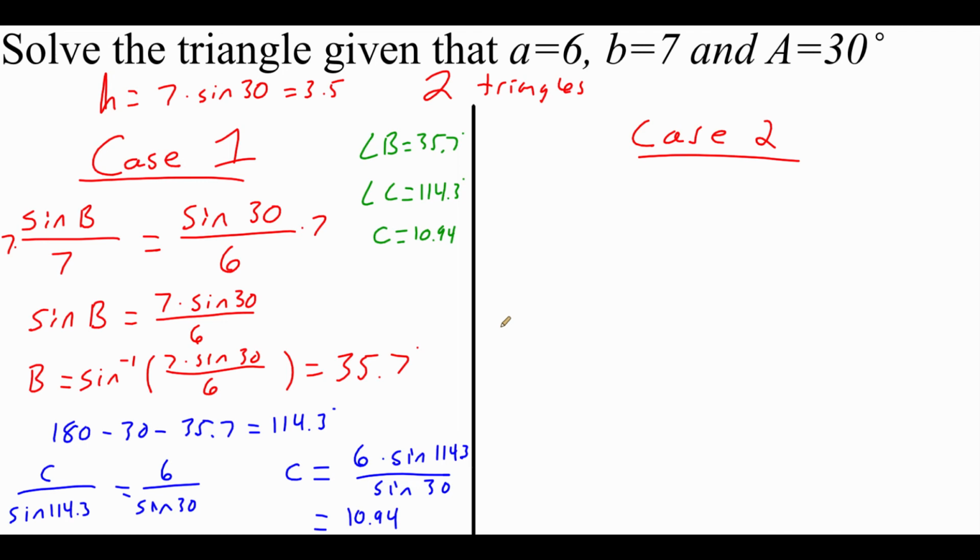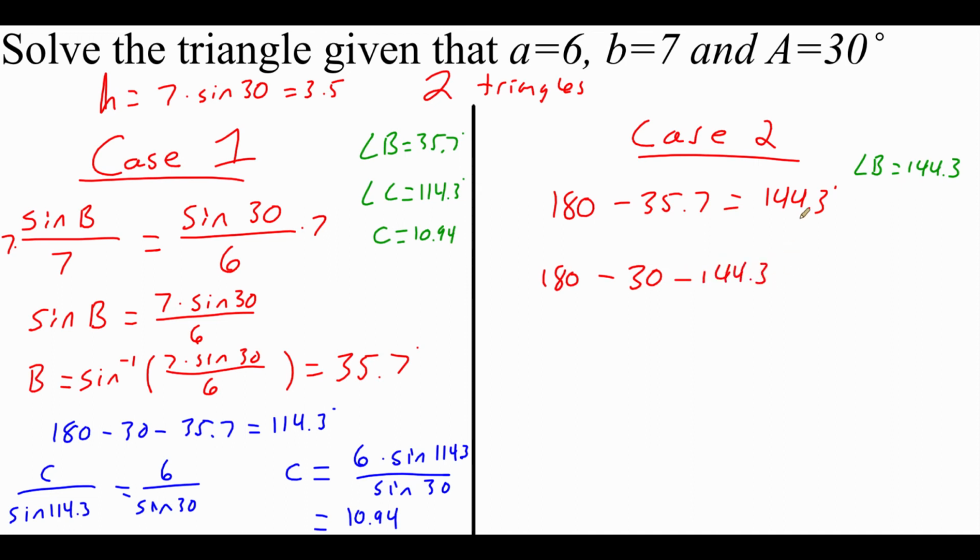So if we want to calculate the obtuse version of angle B, then what we would do is take 180 degrees and subtract away that answer that we got earlier, so that 35.7. Now when we do that, we get angle B to be about 144.3 degrees. Now based on having a new calculation for angle B, that's going to give us a new measure for angle C as well. So if we take 180 degrees minus our 30 that we were given for angle A, and minus that 144.3 that we just found for our obtuse angle B, then what we end up getting is about 5.7 degrees for angle C.